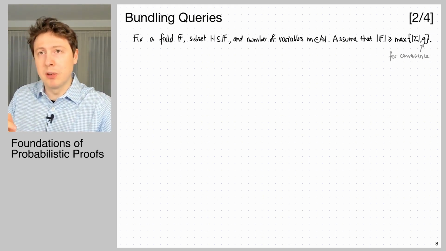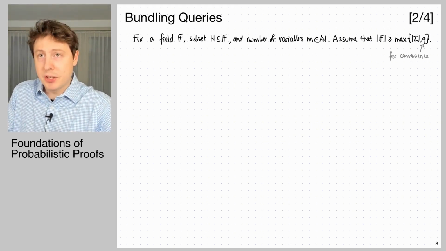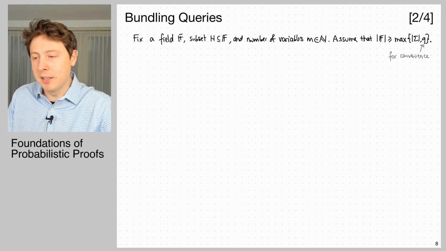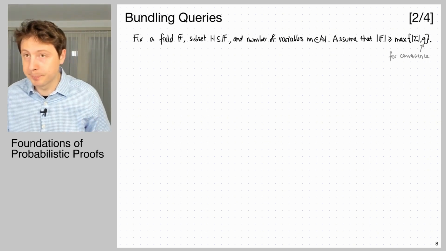And also we'll make some assumptions on the field size. First, we want to be able to at least represent an alphabet symbol in the field. So that's pretty natural. Also, we're going to assume that the field is at least the query complexity. This is not inherent. It is primarily for convenience.